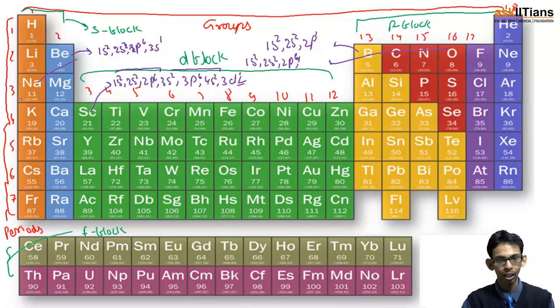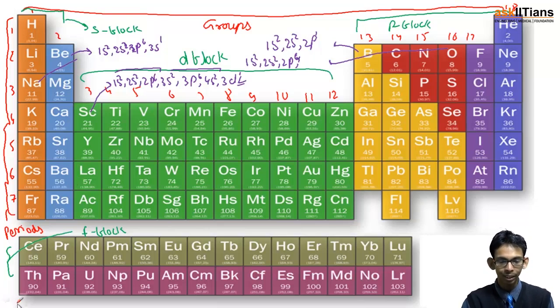S block elements are those in which the last electron enters the S subshell. P block elements are those in which the last electron enters the P subshell. D block elements are those in which the last electron enters the D subshell, and F block elements are those in which the last electron enters the F subshell. So this is the classification of elements in the modern periodic table based on electronic configuration.